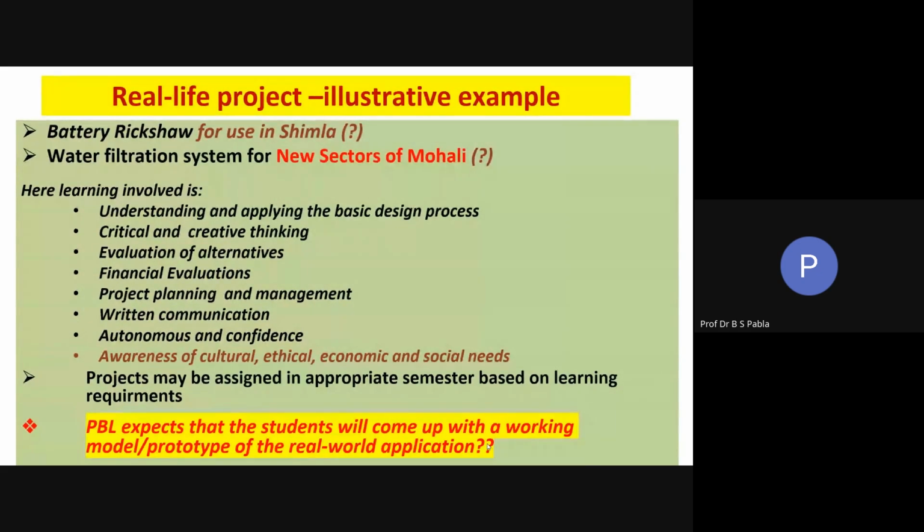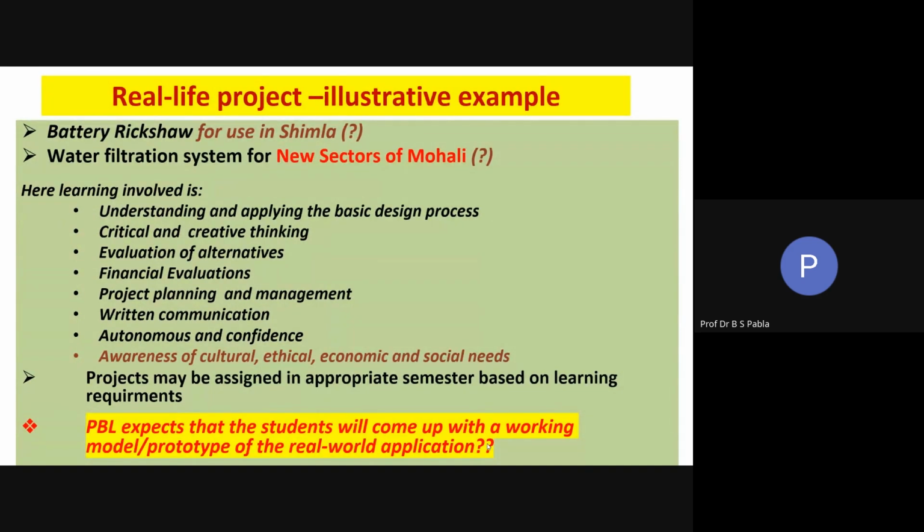Critical and creative thinking. The students have to think critically, and maybe they say this is a wrong design as far as the Shimla rickshaw is concerned. I will replace it with a new thing. Evaluation of alternatives. He can evaluate. Maybe the chain drive is not good there. Maybe the rear drive is not there. It is being pulled from the rear. I will put a front wheel drive. What are the alternatives?